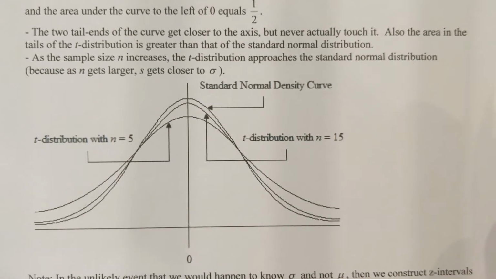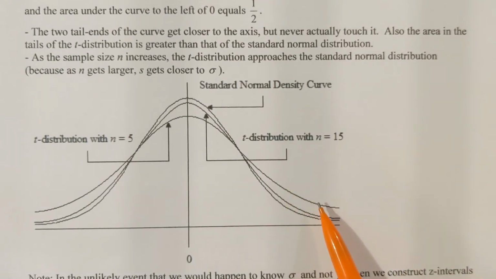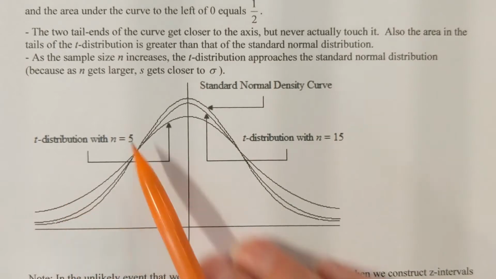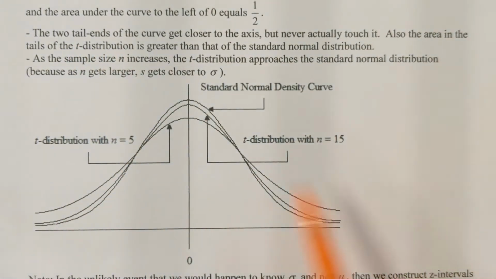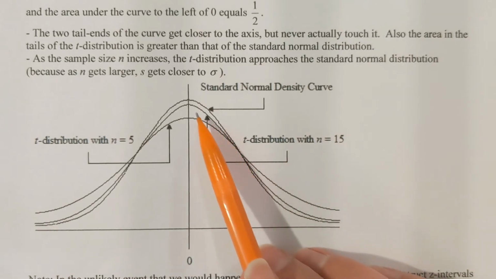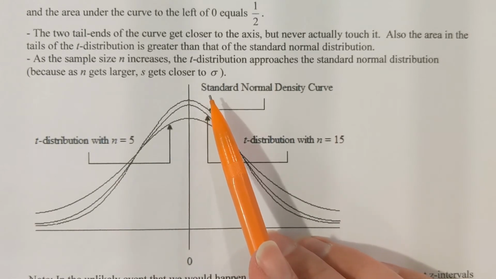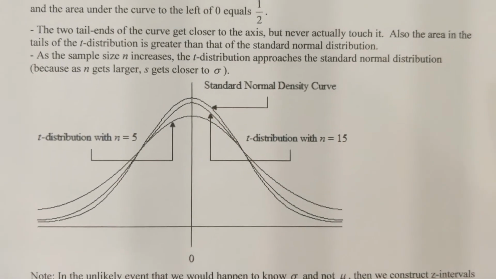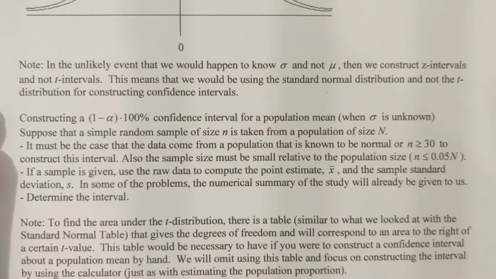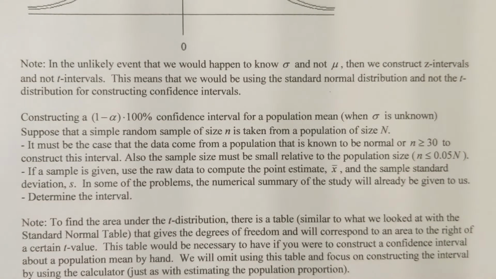Okay. Now there is more dispersion underneath the t-distribution under the tails. That's what this note was talking about there. But you can see that as n is increasing, this t-distribution curve is going to look very much more like the standard normal density curve. There's another note here which says, in the unlikely event that we would happen to know sigma and not mu, that would be very strange, but I suppose it could happen, then we would be constructing z intervals and not t intervals. Okay. Now, we're talking about confidence intervals.